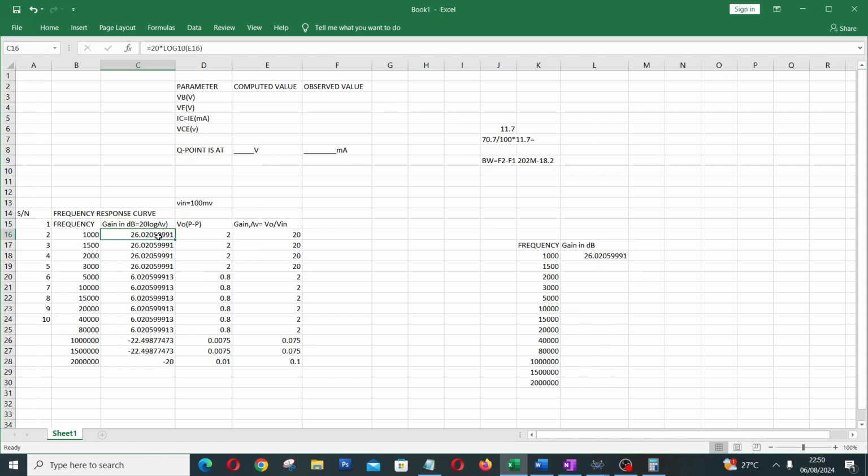I've inserted the formula 20 log 10 here, where E6 represents the voltage gain. Once you have done that, you can plot the graph of frequency against decibel. But that is pretty long. So I think the approach using the automated system is far better, and it can give us a wider range of frequencies.